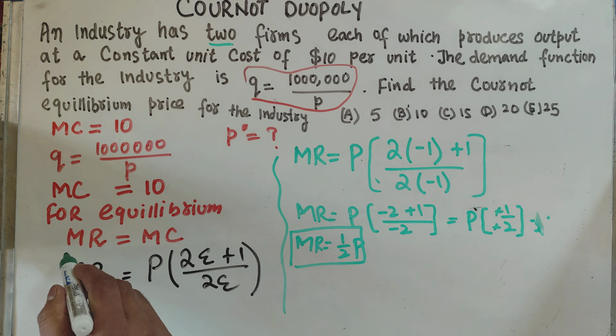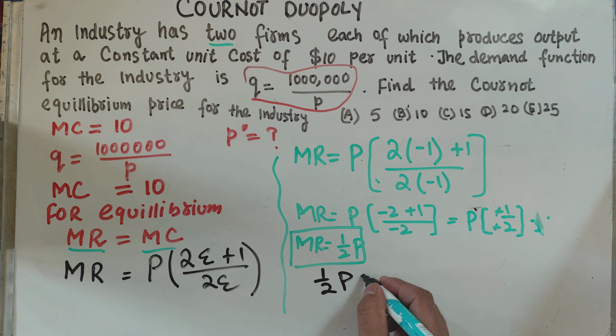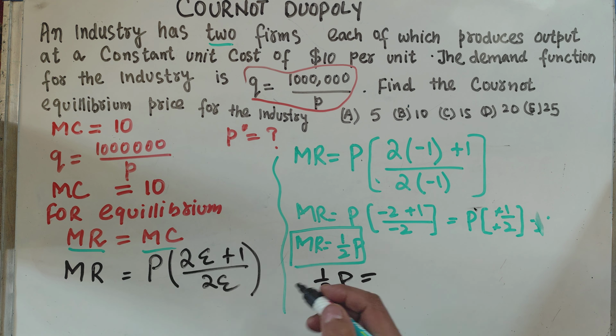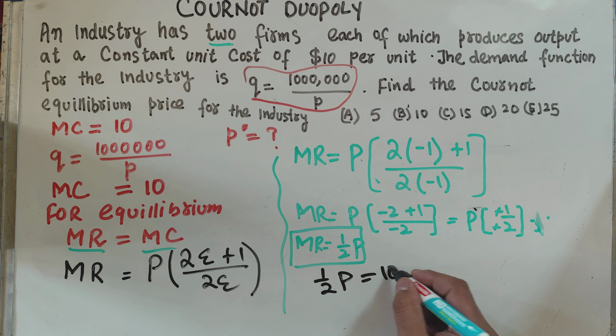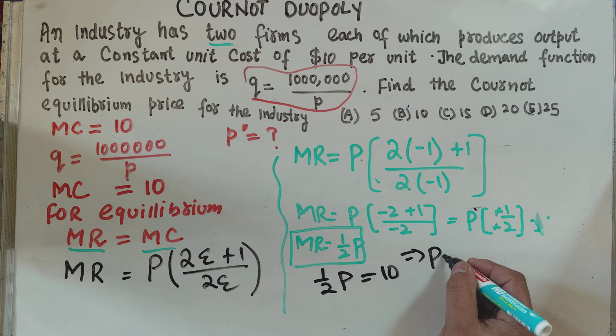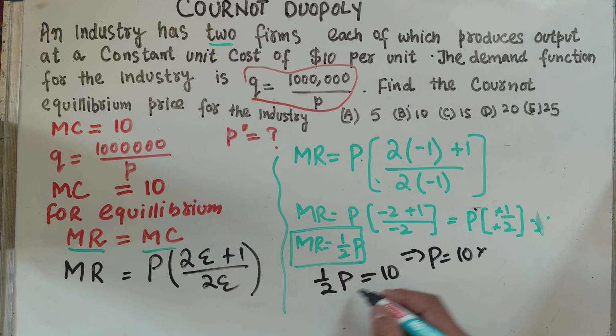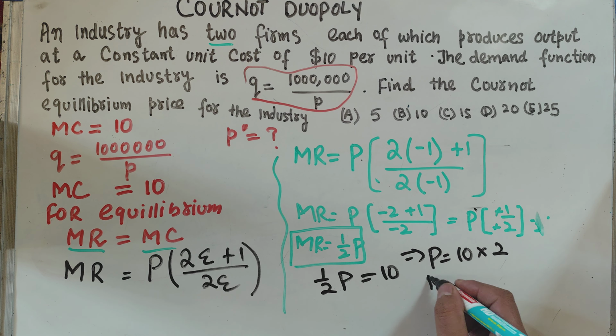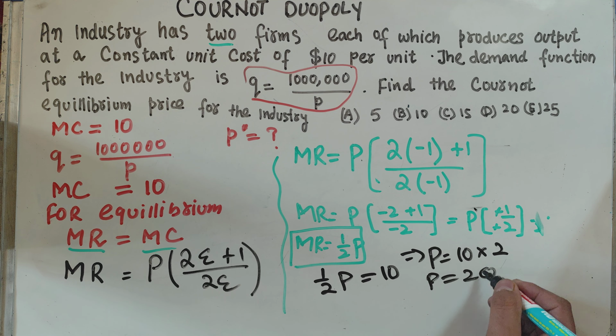At equilibrium, we equate marginal revenue with marginal cost. Marginal revenue is 1 upon 2 P, which should be equal to the marginal cost, given as 10. Solving for P, we transpose the 2 and get 20 as the equilibrium market price in the case of Cournot duopoly.